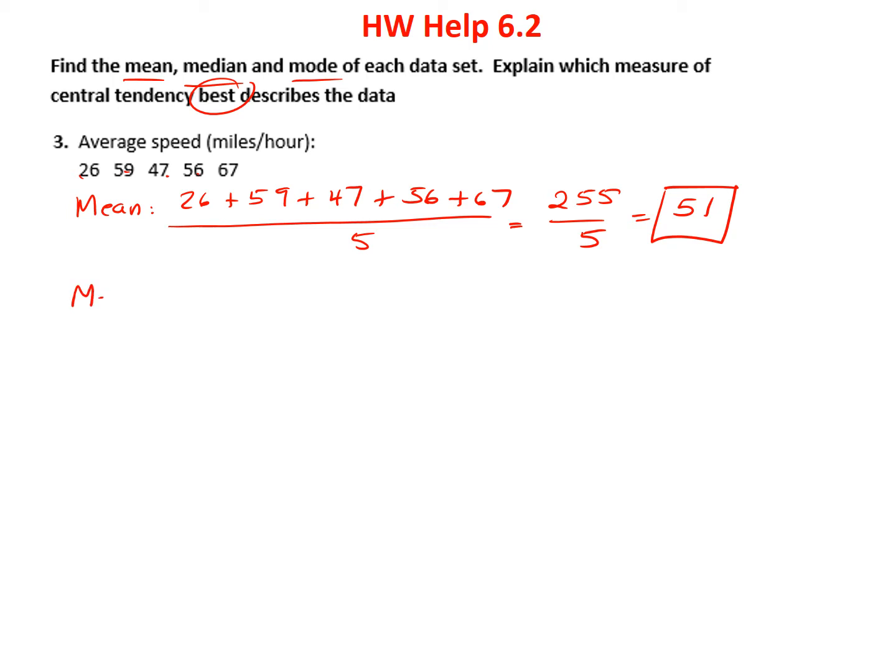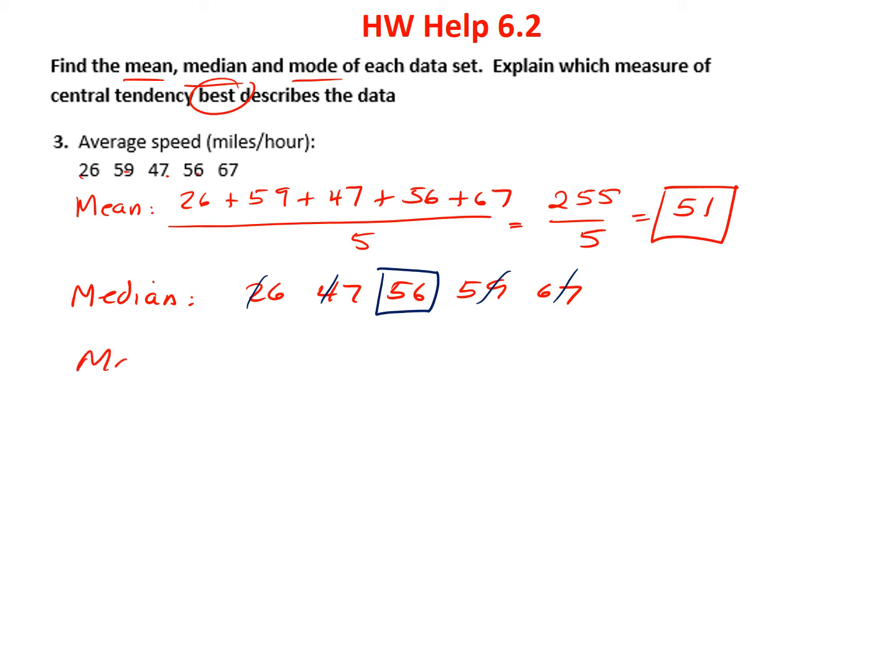Then we'll find the median. The median is the middle data point. To find it, though, we got to put them in numerical order. So the smallest is 26, 47, 56, 59, and 67. So if I kind of look at these a little bit, cross there and there, there and there, my median is 56.